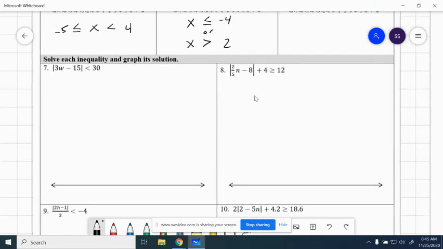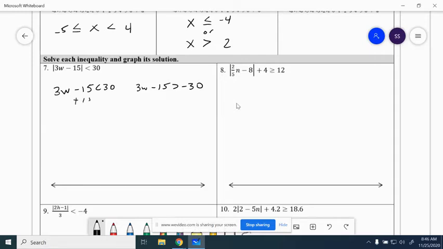Okay, number 7. Now we're actually looking at absolute value inequalities. So there's nothing to remove from outside the absolute value bars. So we need to just set up 2 inequalities. So the first one, we simply remove the bars. And the second one, we flip the sign and make the number that we're comparing negative. And then we can just go ahead and solve.